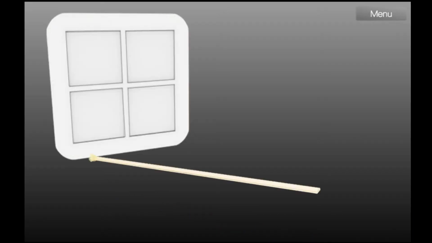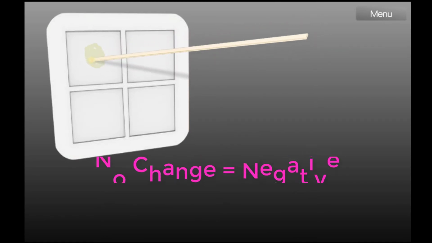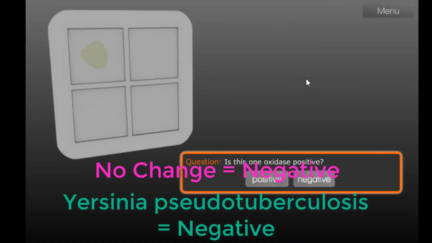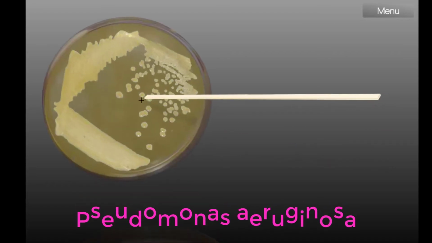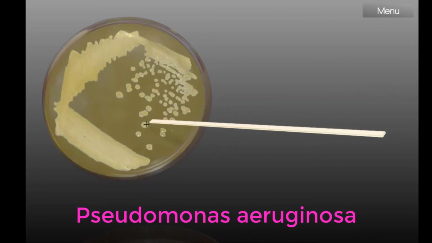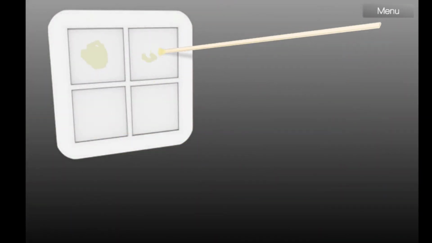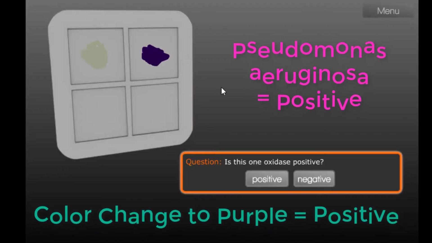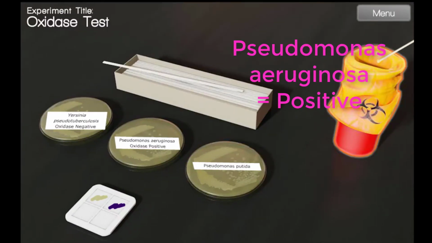We will use the stick with the bacteria to smear the bacteria onto one quadrant of the dry slide. We do not see a color change to purple, so this bacteria must be negative for oxidase. Let's dispose of our stick and choose a colony from Pseudomonas aeruginosa. Be sure to choose a colony that is out by itself. We'll use our stick to smear a small amount of the bacteria onto another quadrant of the dry slide. Here we see a color change to purple, indicating that this bacteria is positive for the oxidase test. Let's dispose of our stick in the biohazardous waste.